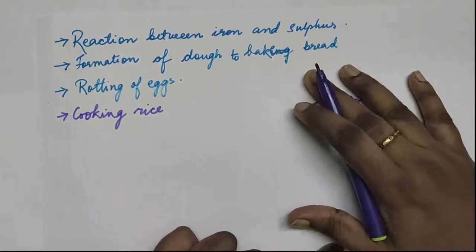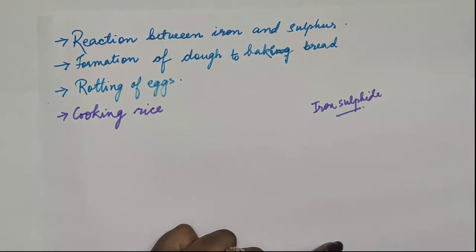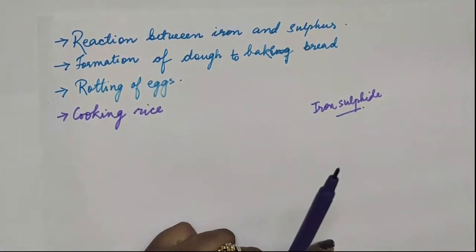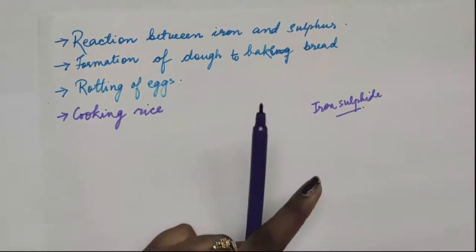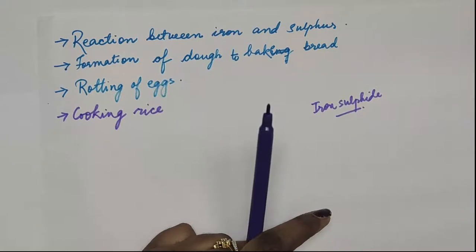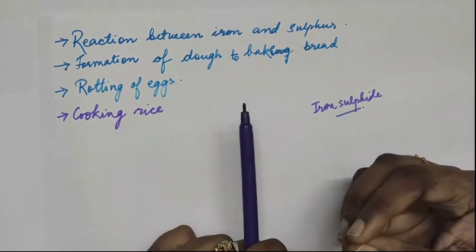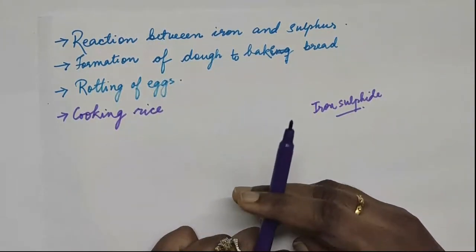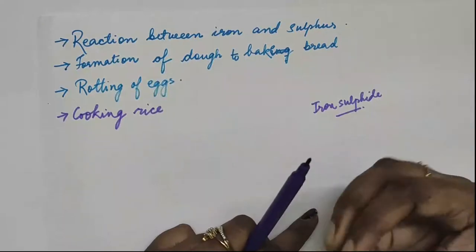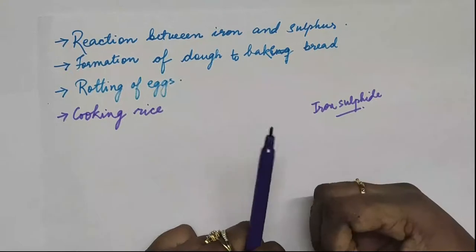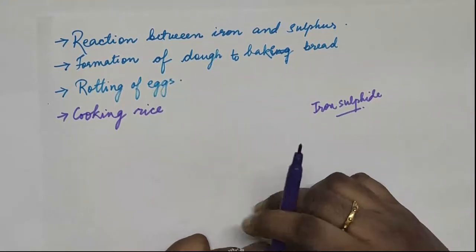Then also I told you about the formation of dough, and when we are preparing a cake or a bread, the process that happens is a chemical reaction. Simply forming the dough is not a chemical reaction, please remember, but when we knead the flour and change it into a new compound, that is gluten, and then add the yeast, it rises and releases carbon dioxide, thus making it ready to be baked. So that is a chemical process.